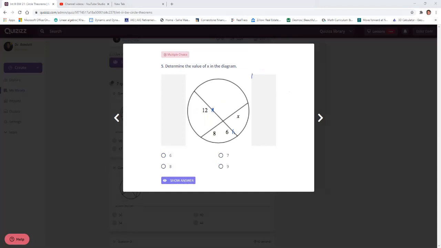And let's see, 12 times 6 is going to have to equal 8 times x. And 12 times 6 is 72. So 72 ends up being 8x. And if we divide by 8, 72 divided by 8 is positive 9. And x happens to represent the length of this piece of chord here. So I know that that has to be 9. Okay.